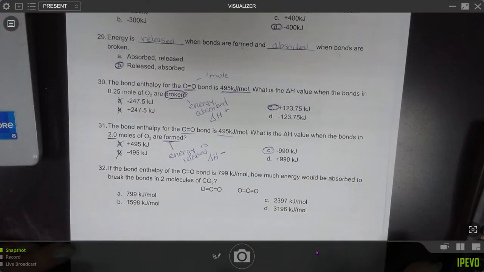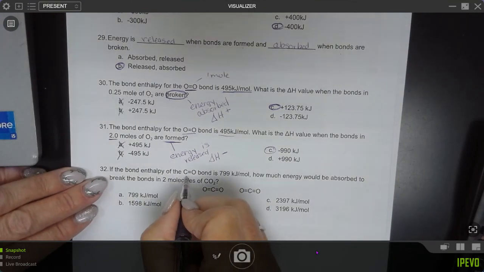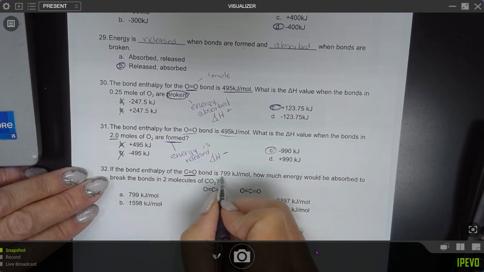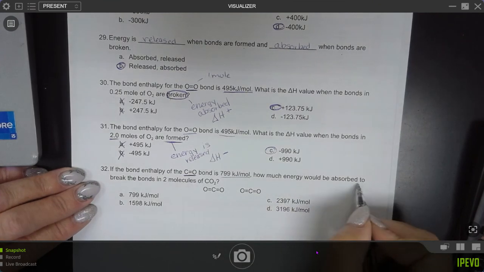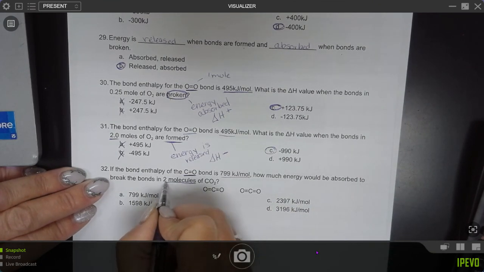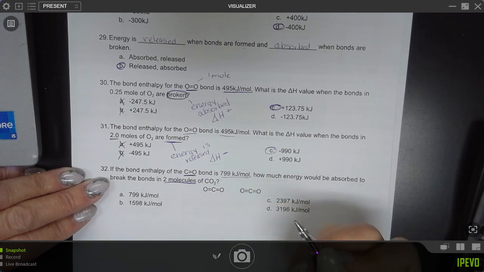All right, and then finally, if the bond enthalpy of this carbon oxygen double bond is 799 kilojoules per mole, how much energy would be absorbed to break the bonds in 2 molecules? We could read this as 799 kilojoules per mole or kilojoules per molecule.